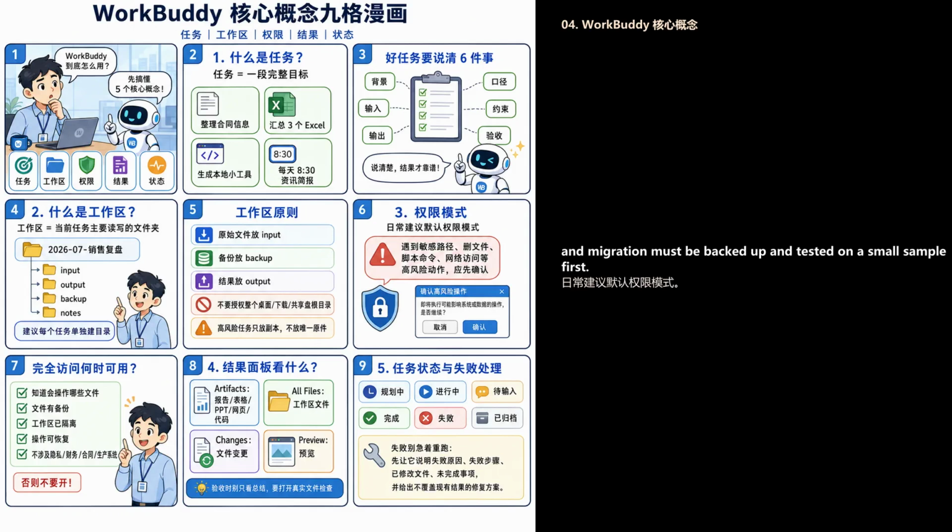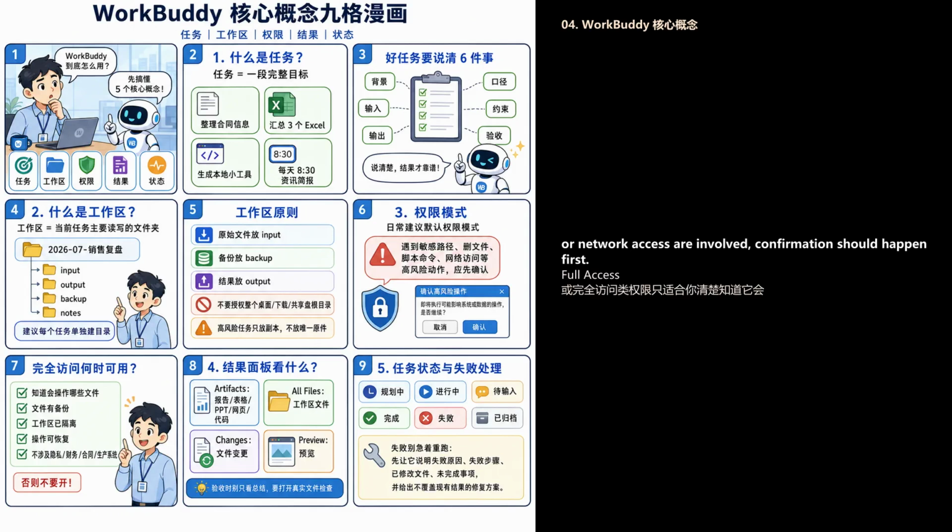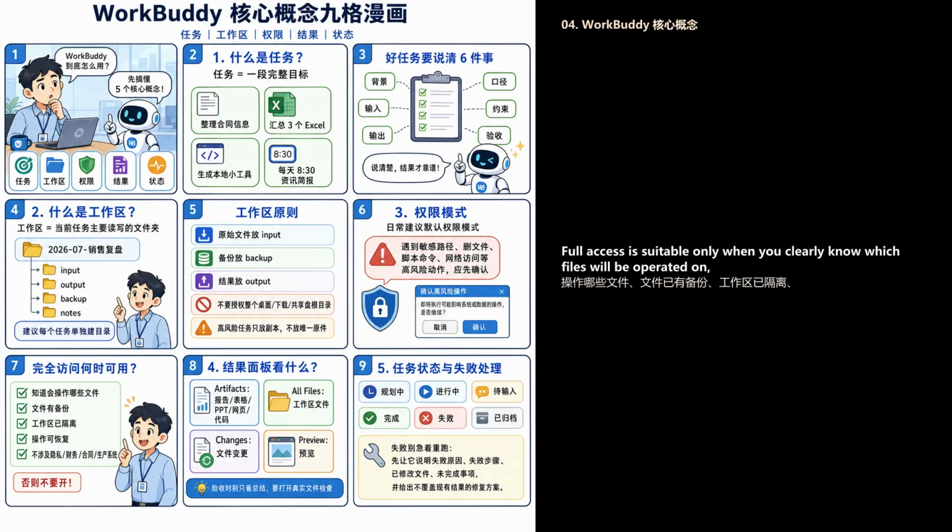The fourth concept is permission mode. The default permission mode is recommended for daily use. When sensitive paths, deletion, script commands, or network access are involved, confirmation should happen first. Full access is suitable only when you clearly know which files will be operated on, the files are backed up, the workspace is isolated, the operation is reversible, and the task does not involve privacy, finance, contracts, or production systems.